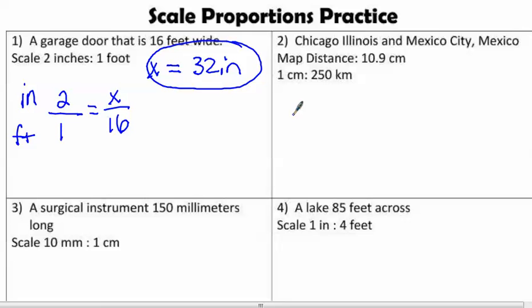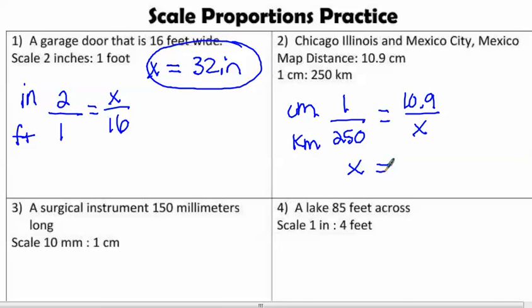In problem 2, it says Chicago, Illinois, and Mexico City, Mexico, map distance 10.9 centimeters. So I'm comparing centimeters to kilometers. I have 1 centimeter to every 250 kilometers. So if I have 10.9 centimeters, how many kilometers is that? Cross multiply and solve to get 2,725 kilometers.